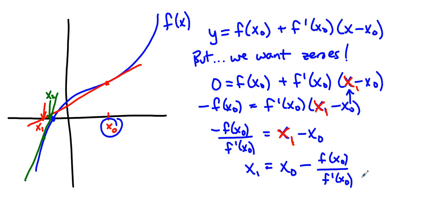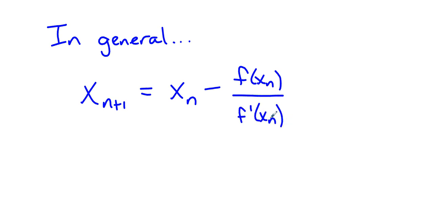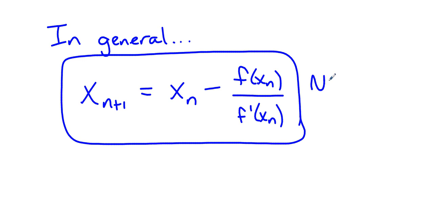Now, there isn't anything special about using x0 and x1, because once we have x1, we drop down to the function, we draw the tangent line, we're looking for x2, then these all become x1s, and this becomes an x2. So in general, the next approximation we're looking for is the previous approximation minus the function there over the derivative there. This is the thing commonly referred to as Newton's method for finding a root.